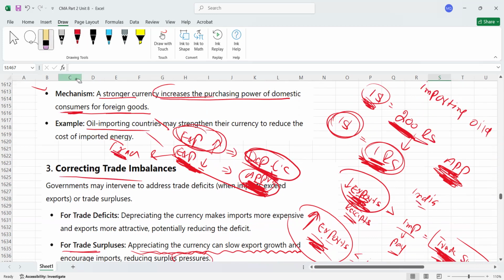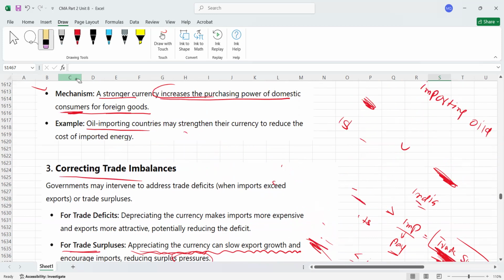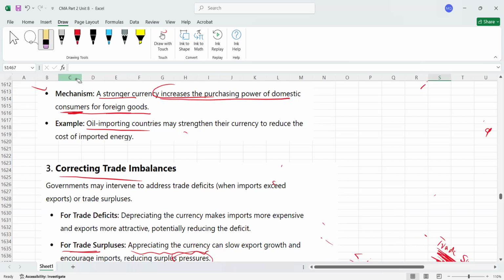I hope it is clear, right? Don't mix it. Let me write clearly if you are confused, just as a short summary, so you can remember these points. For example, if exports are greater than imports, this is called trade surplus.